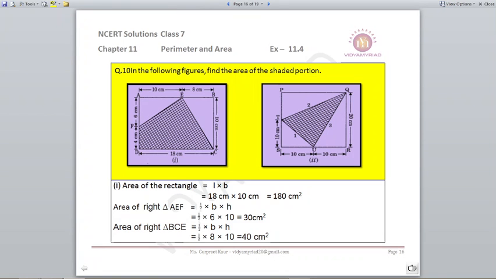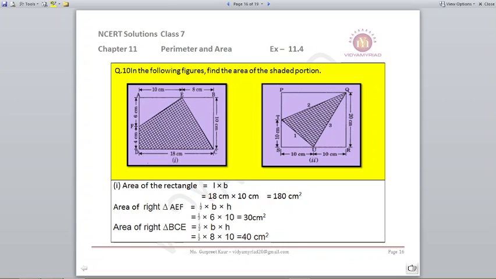Question number 10. In the following figures, find the area of the shaded portion. Now if you look at the figures very carefully, you will see there is a shaded portion in the figure, and the area which is not the shaded part is in the form of a triangle. So let us find out how we can find the area of the shaded portion.